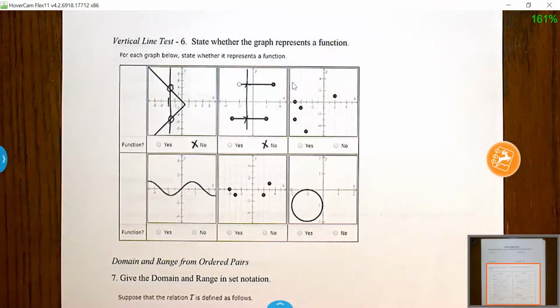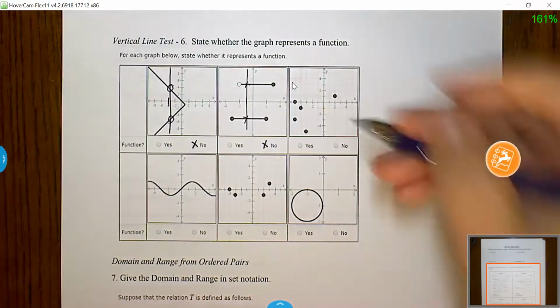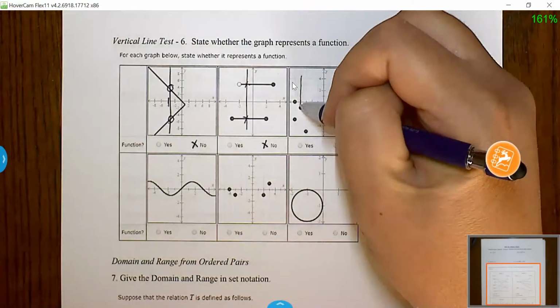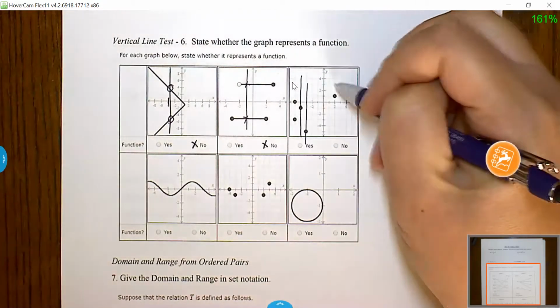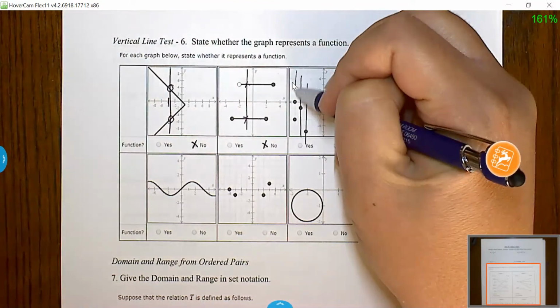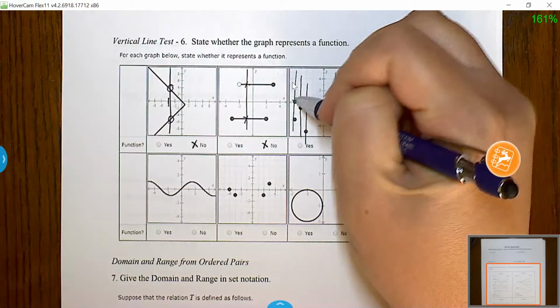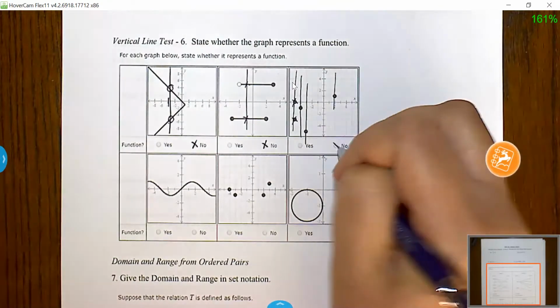function. Okay? These dots can be a little tricky sometimes. You have to be really careful. If I draw a vertical line here, it crosses once. A vertical line here, it crosses once. A vertical line here, it crosses once. But if I draw a vertical line here, it would cross twice, making it not a function.